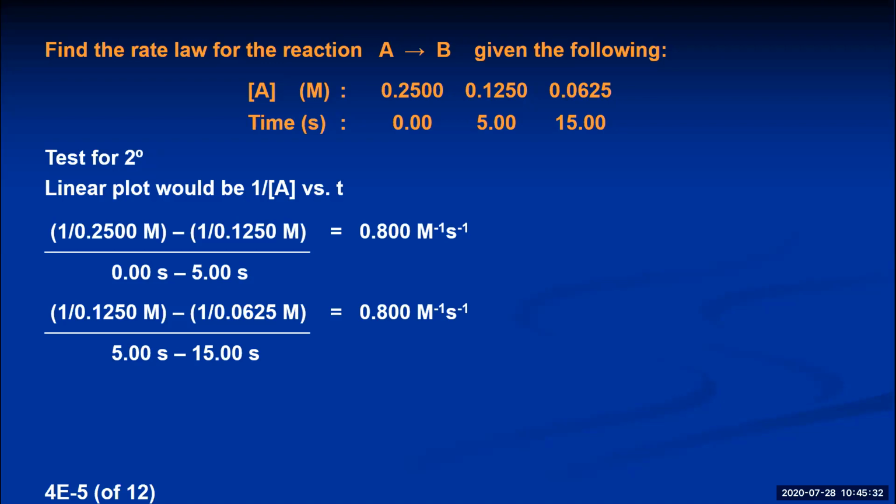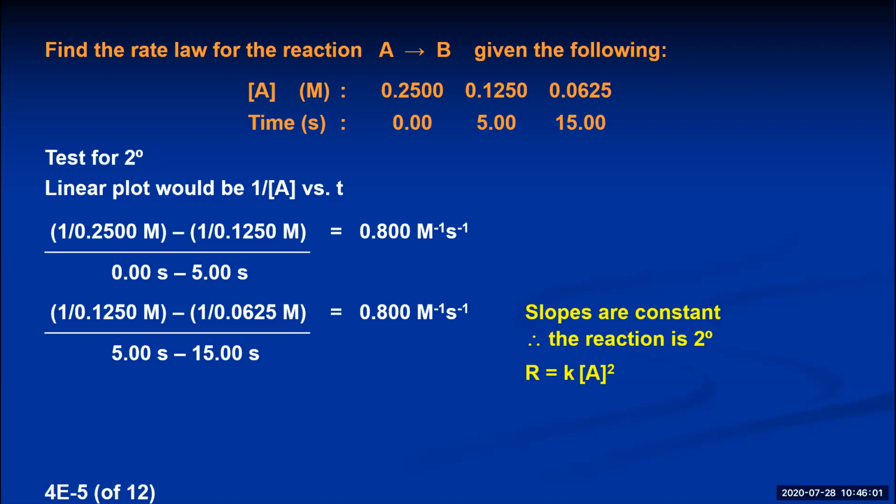The only way the slopes are going to come out the same is if all the points, all the data points, lie in a straight line. So if the slopes are constant, that means that the reaction must be second order, because a second order kinetics reaction always will have a linear slope if you graph the reciprocal of the concentration of the reactant versus time. And so therefore, we can conclude that the rate law is rate equals k times concentration of A squared.